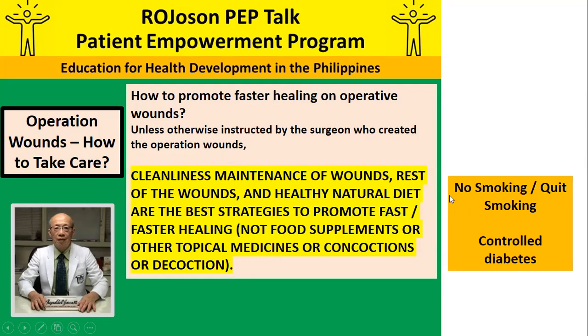So the other strategies would be no smoking and quit smoking, and then control your diabetes if you have. Okay. So because diabetes can affect wound healing.